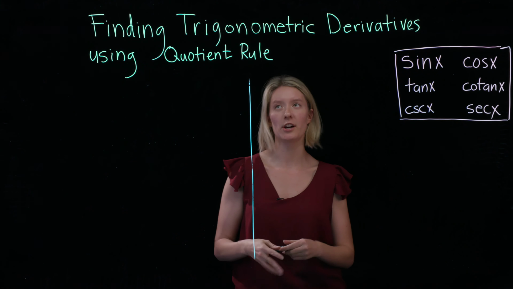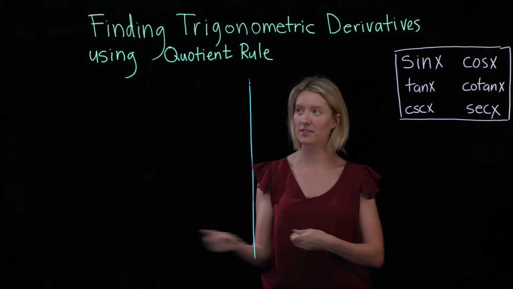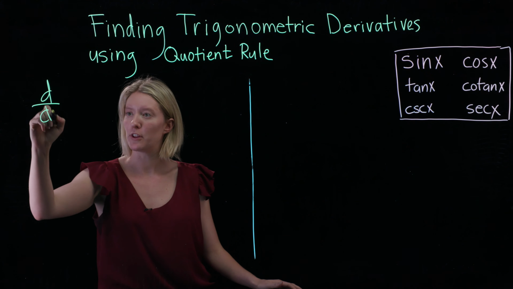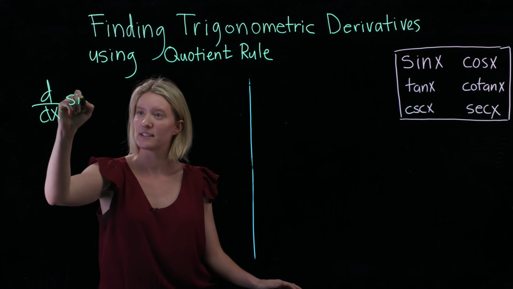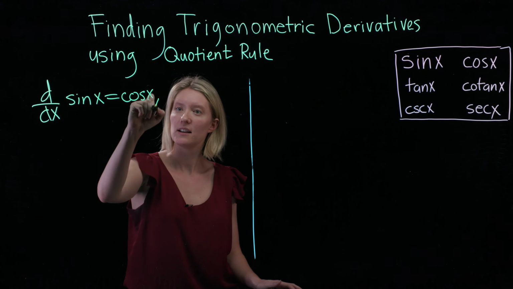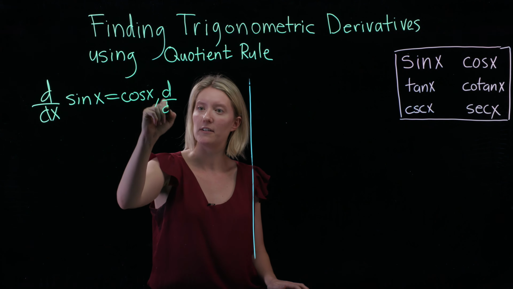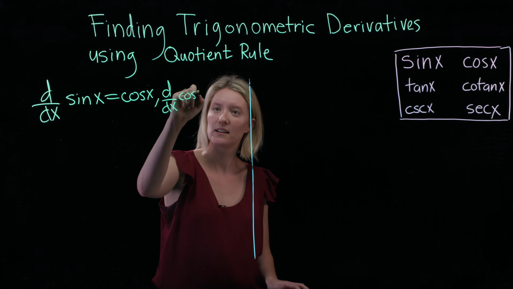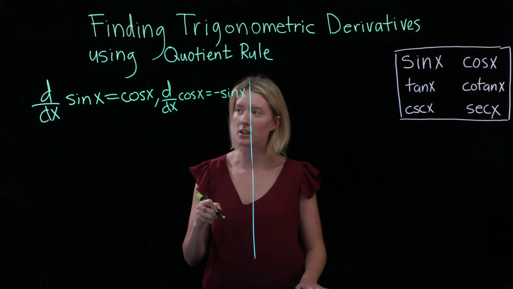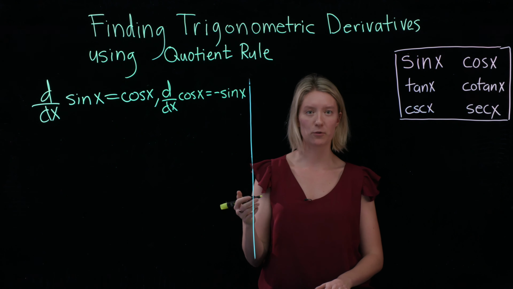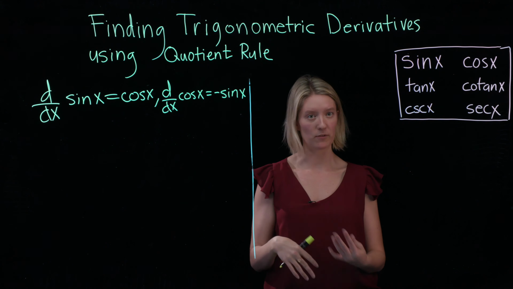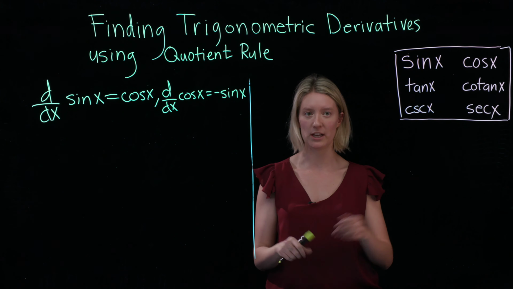So in this video, we're going to talk about how to find trigonometric derivatives just using a few building blocks. So assuming that we know that the derivative of sine of x is equal to cosine of x, and assuming that we know the derivative of cosine of x is equal to negative sine of x, we can use the quotient rule to find derivatives for the remaining trigonometric functions. In this video, I'm just going to be doing one of the harder examples, which is for cotangent of x.